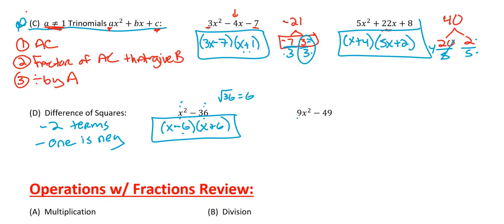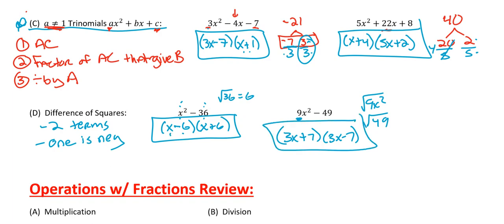For this one here, I just put a coefficient so you know you can have a coefficient. In this case, we take the square root of 9x squared, which gives us 3x. The square root of 49 is 7. So it's going to be 3x plus 7 and then 3x minus 7. And it doesn't matter whether you put the minus or the plus first. It's totally up to you.